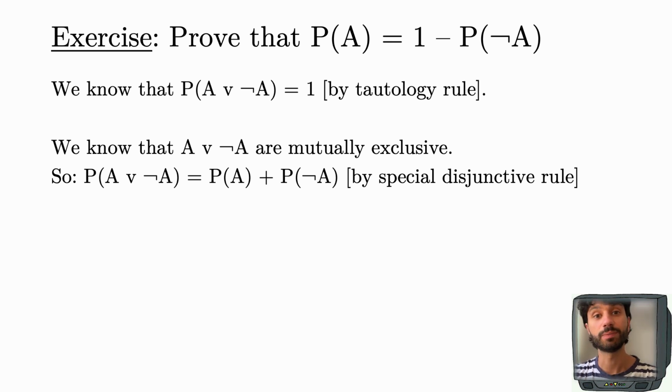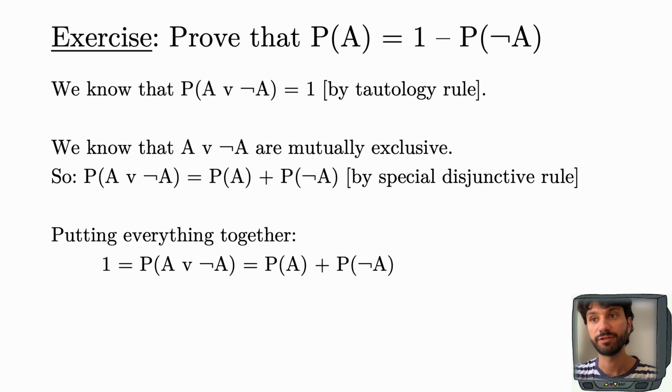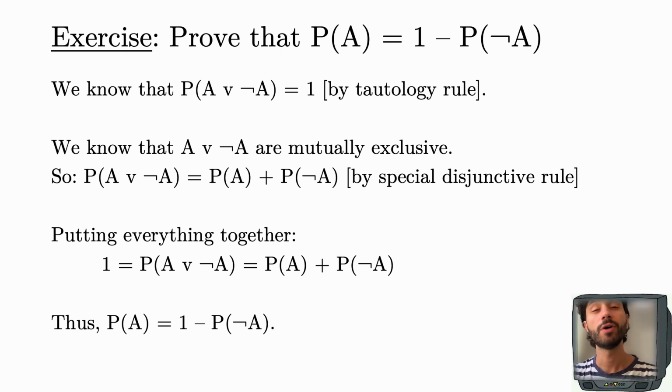But now we can put these together, and we have that 1 is equal to the probability of A or not A, which is equal to the probability of A plus the probability of not A. And then we just shuffle things around with some very easy algebra, right? We just subtract the probability of not A from both sides, and we get that the probability of A is equal to 1 minus the probability of not A. So we've proved a little theorem in probability theory already with our 4 rules. That's pretty neat. But now we can move on to our last rule.